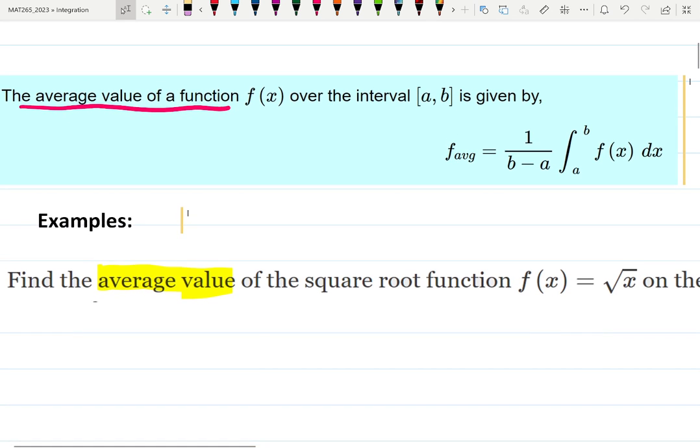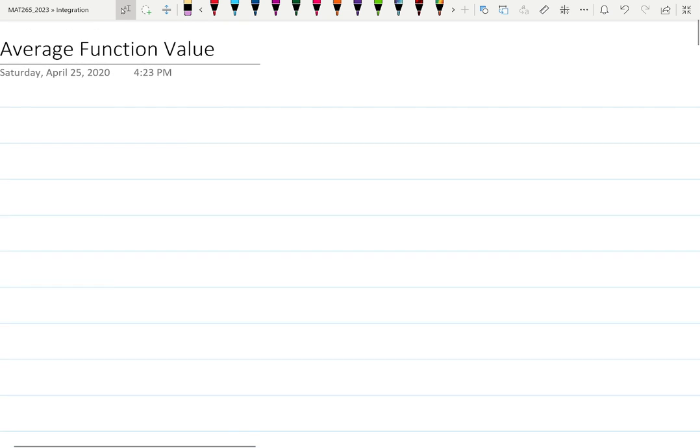So they will be asking you to find that. And the explanation is pretty cool.